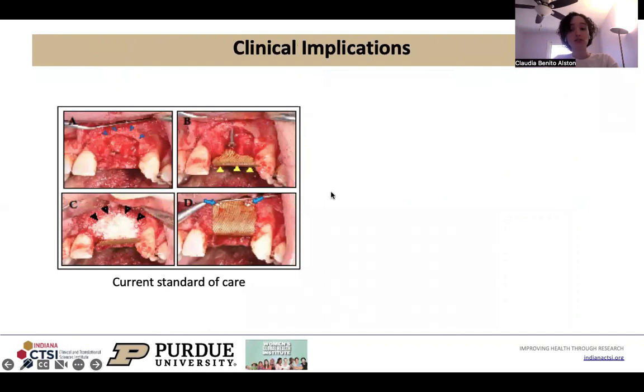The clinical implications are that the current standard of care makes use of bone particulates that are packed into a defect, then covered with a titanium mesh and fixed in place with titanium screws. This leads to unreproducible packing or porosities.